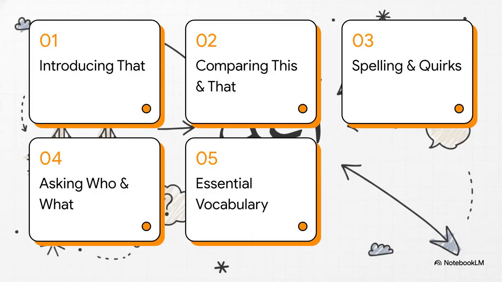Here's our quick roadmap for today. We'll start by introducing that in Arabic, then compare this and that, look at some really cool spelling and pronunciation quirks, move on to asking who and what, and finally, wrap up with some essential new vocabulary.